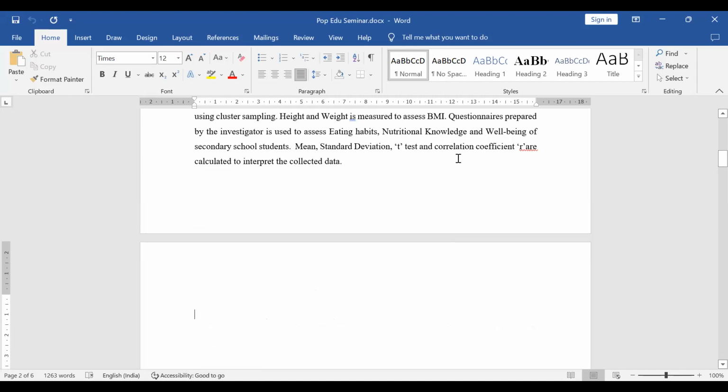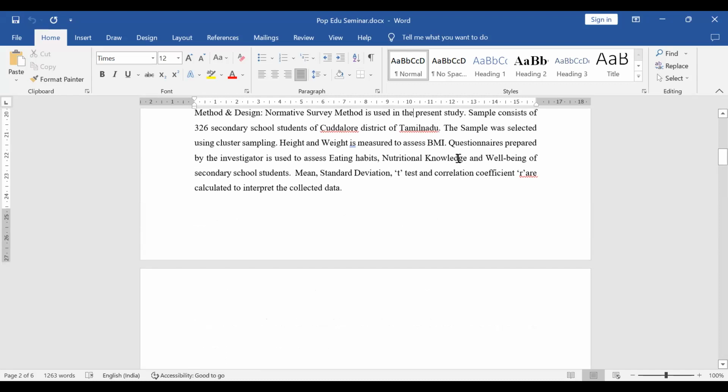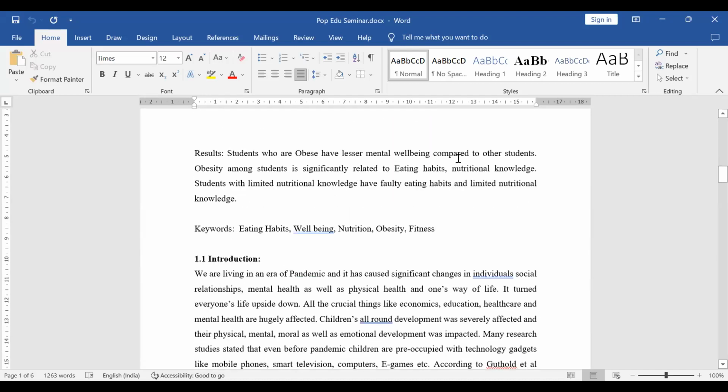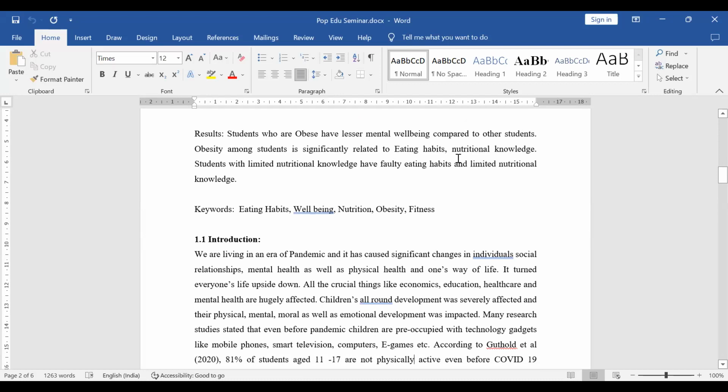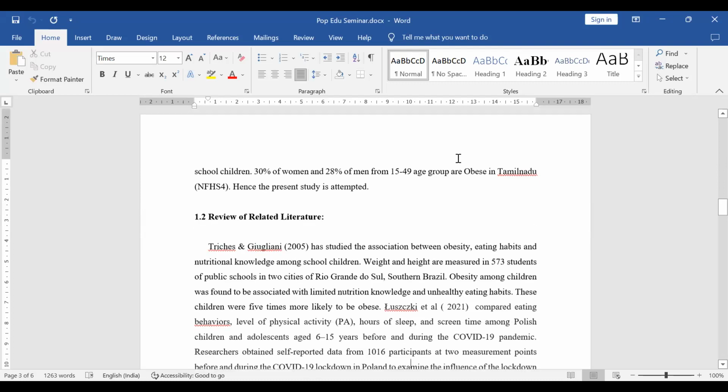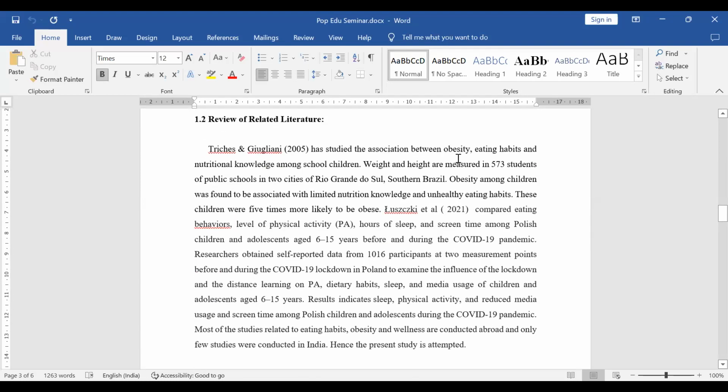Methodology: normative survey method. It is a survey method. What is my sample? What is the tool? Height and weight were assessed and a questionnaire was used. That is what I have given as method and design. Results I have given, keywords I have given. Introduction, review. I have given two reviews, and I have given a conclusion.